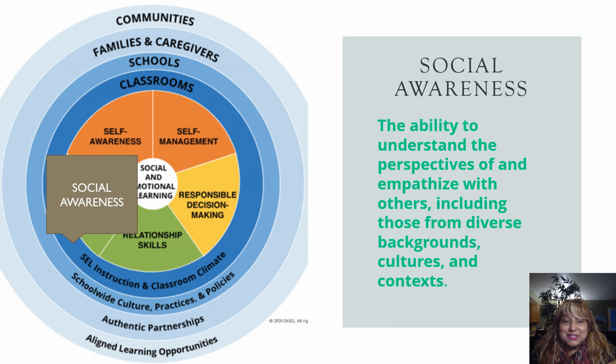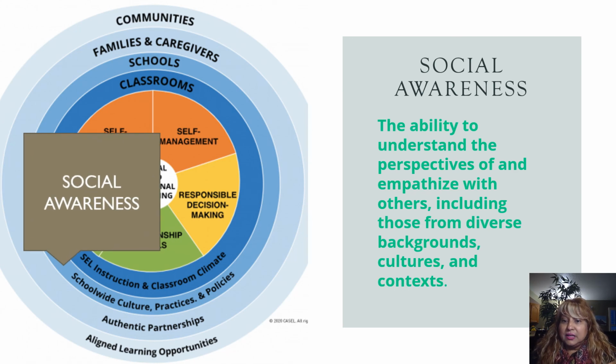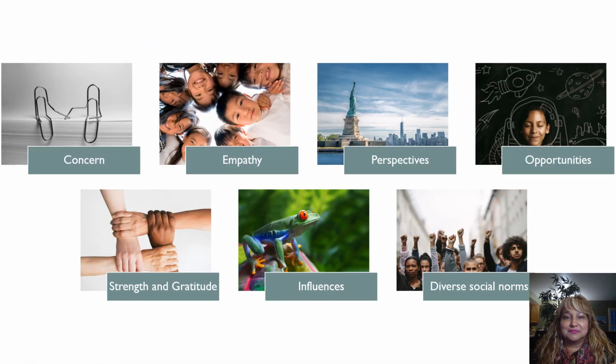So the last competency we're going to take a look at is social awareness. It's the ability to understand the perspectives of and empathize with others, including those from diverse backgrounds, cultures, and contexts. And we are now going to move into some examples. Social awareness includes the capacity to feel compassion for others, understand broader historical and social norms for behavior in different settings, and recognize family, school, and community resources and supports. Let's look at a few examples.